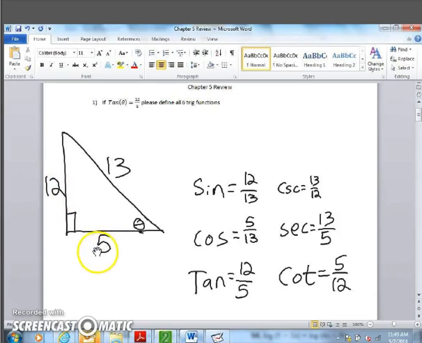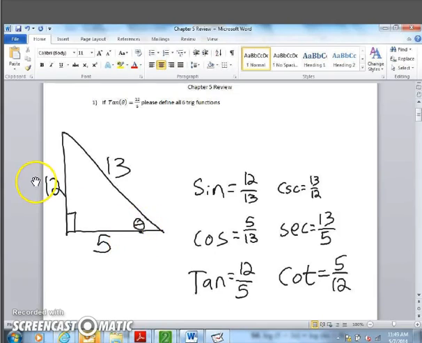over the adjacent 5. Now, how do I find that side 13? Well, that is a 3, 4, 5. No, but it's still a Pythagorean triple nonetheless. So you can use your Pythagorean theorem and find that side to be 13. So then you go through all your 6 trig functions.